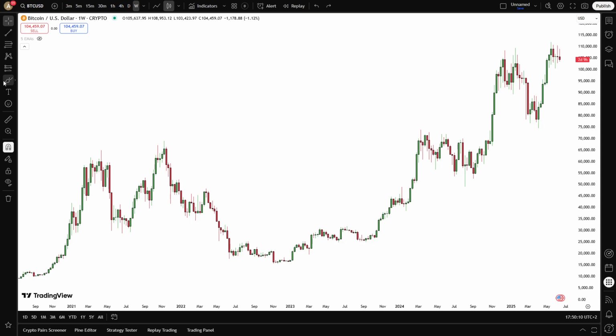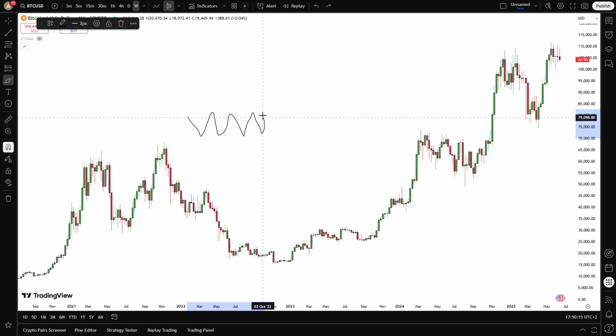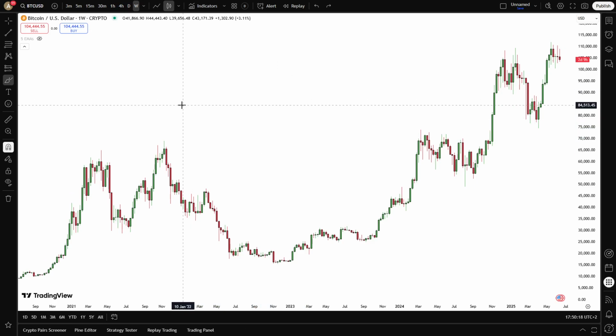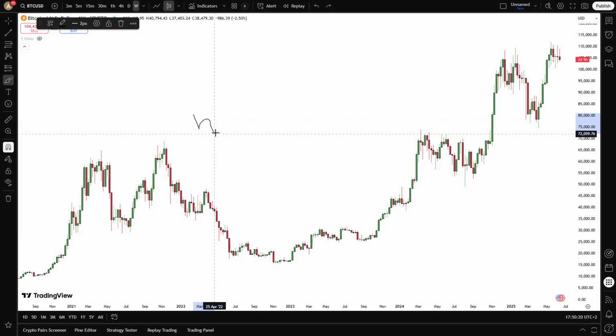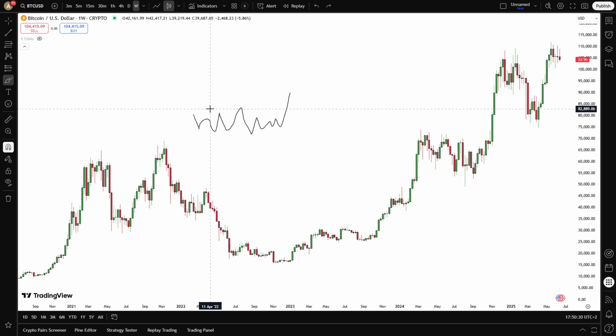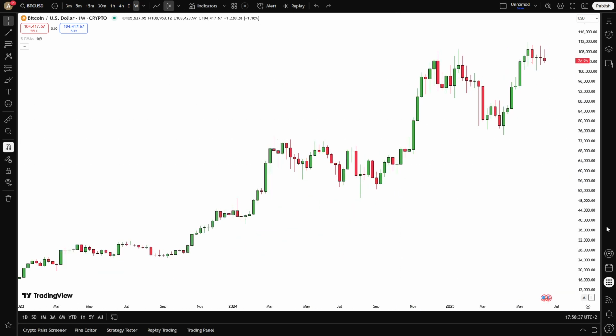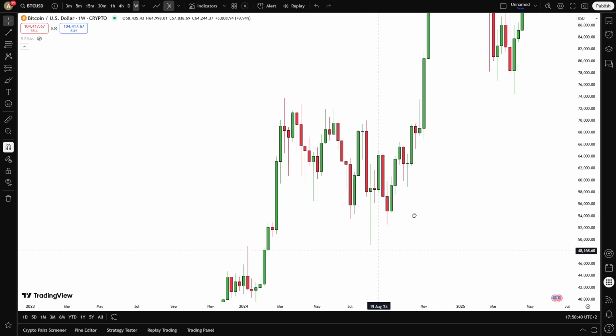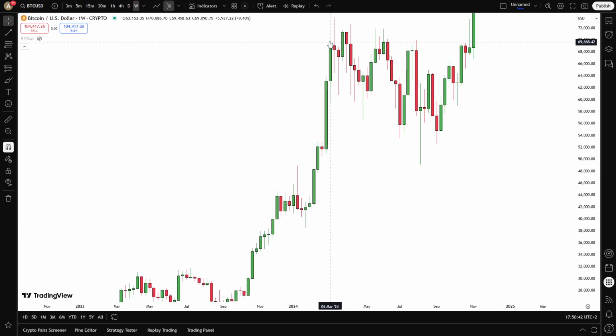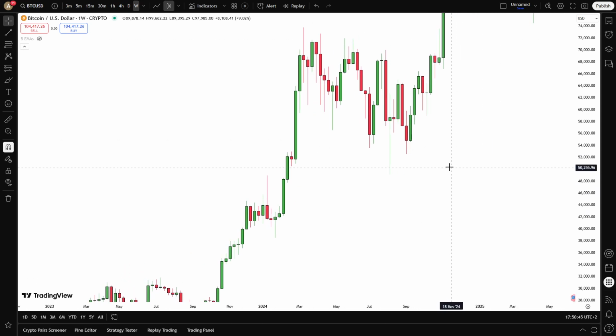Concept number 2, ranges. With ranges, people like to draw it like this, but it's rarely like this. Usually a range looks something like this, where you have a little bit of compression, you maybe deviate from it a couple times, and then you go up. Okay? So ranges and staircases. These are the things that markets are made of, because we have 2 different types of markets. We have trending and you have consolidating, meaning a range.